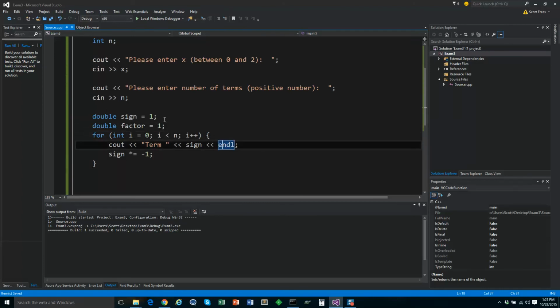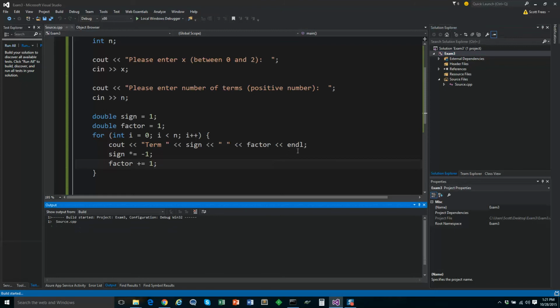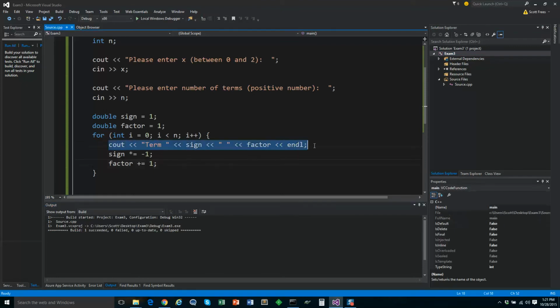I'll give some room between these. We know that each time around the loop, factor is going to be incremented by 1. So notice I'm printing it out. I'm using these values in their initial state the first time around the loop, and then I'm adjusting them each time. You don't need, if you're looking at this and saying, well, why don't you use i instead, or use i plus 1 instead?